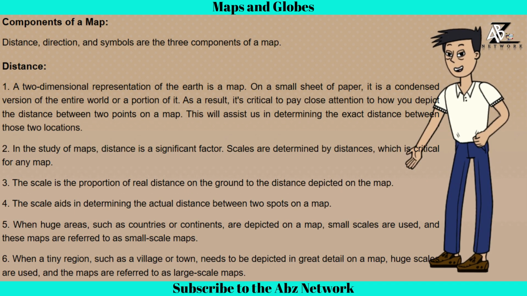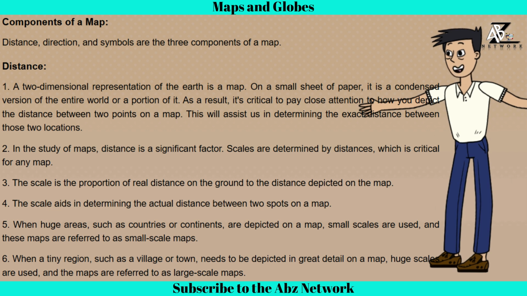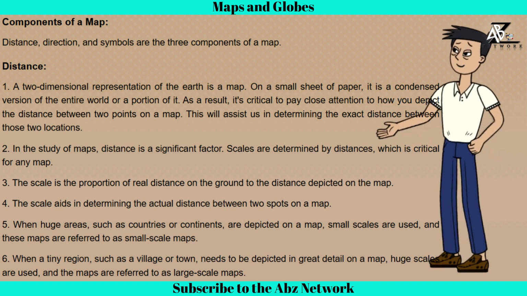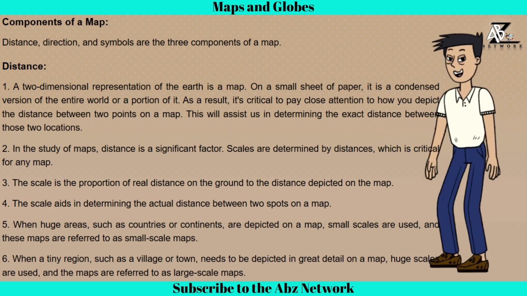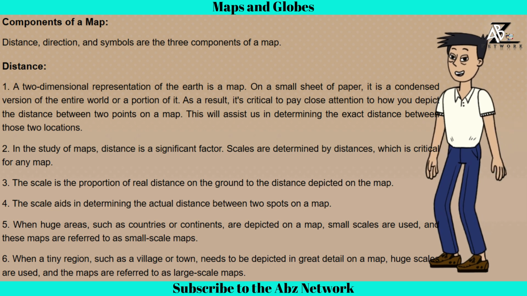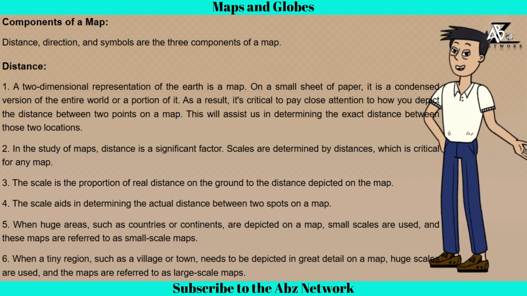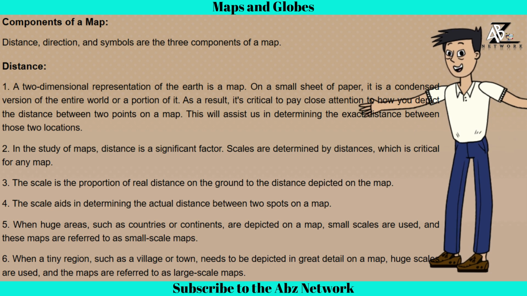Now let's begin with the main topic of our chapter, components of a map. Distance, direction, and symbols are the three components of a map. First one, distance. A map is a two-dimensional representation of the Earth on a small sheet of paper. It is a condensed version of the entire world or a portion of it. As a result, it's critical to pay close attention to how you depict the distance between two points on a map. This will assist us in determining the exact distance between those two locations.